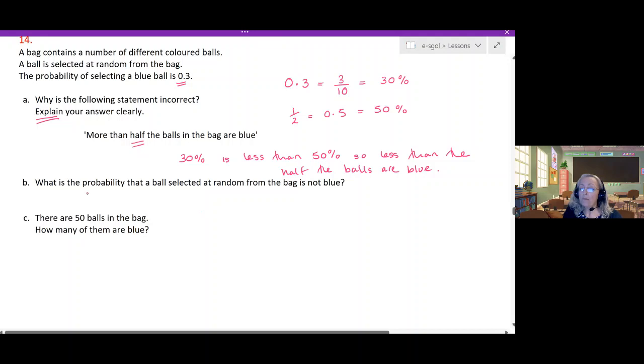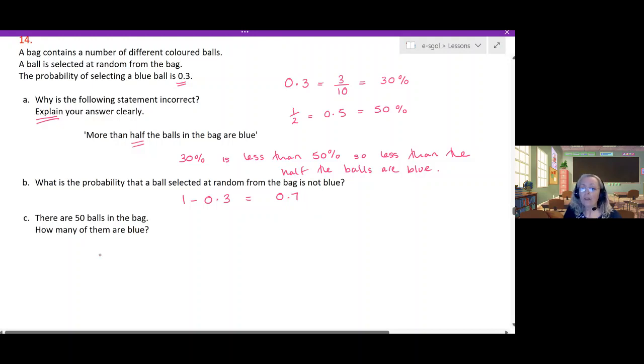B, what is the probability that a ball selected at random from the bag is not blue? Well, the chance of it being blue is 0.3 and total probability adds up to 1. So I just do 1 subtract 0.3, leaves me with 0.7. So 0.7 is the chance that that ball is not blue.